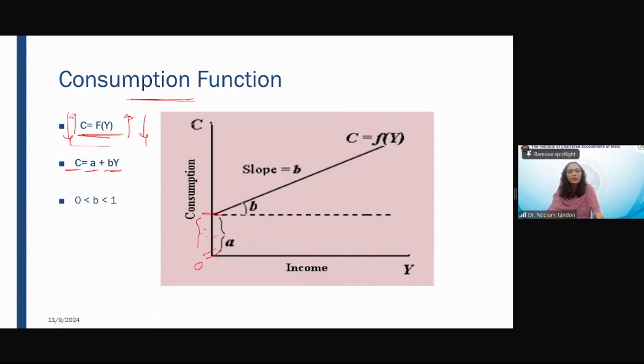So consumption in the economy is this much despite zero income. Why is it so? It simply means that even if you do not have income, you won't stop consuming. You have a basic need, which you will fulfill. So that means the demand will always be there even at zero level of income. Okay, so this demand is known as autonomous consumption. Autonomous consumption means this consumption does not depend on income. If income is zero, even then this consumption will happen.